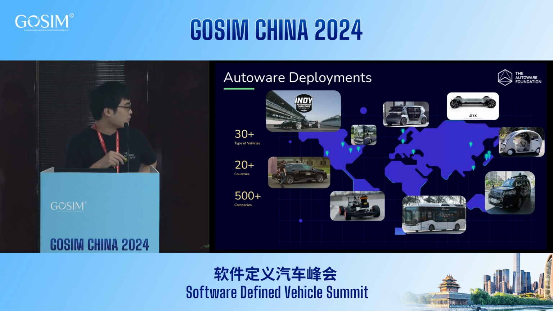We've also done some test demos in the US, in Japan, in Europe, and also in China. We used various vehicles, including race cars, buses, shuttles, EVs, demo cars, taxi-like vehicles, and so on. And we also have RC cars for education as well.